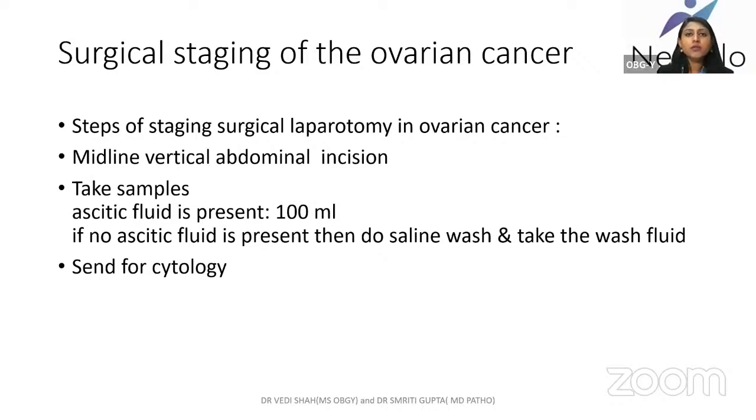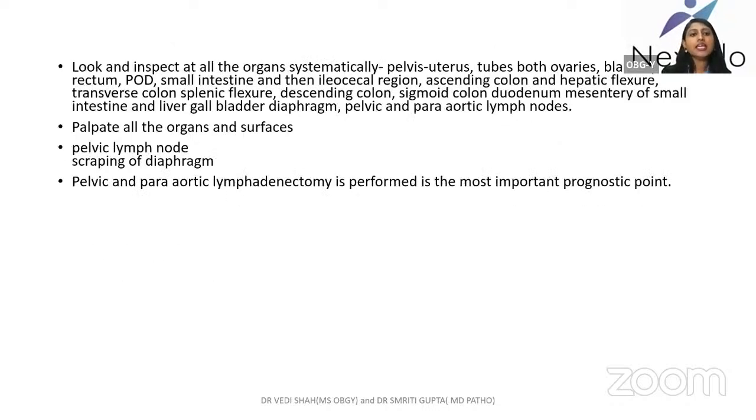So talking about the surgical staging, what exactly you are going to do is that you go for the midline vertical abdominal incision, which is from xiphisternum to pubic symphysis. Then once you open the abdomen, as we know that there is ascites present, you just aspirate the ascitic fluid and send it for cytology. If it is not available, you can also go for washing with normal saline and sending that particular fluid for cytology.